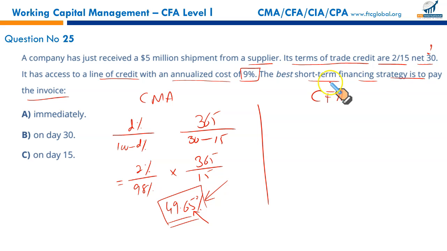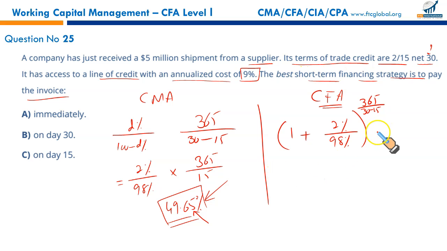Now let us do this for CFA Level 1. For this we have a formula that takes an annualized approach: 1 plus discount percentage upon 100 minus discount percentage, that is 98%, raised to the power 365 upon the difference between the payment and discount period, 30 minus 15, that is of course 15. Whatever the result comes, you need to deduct 1 from it, and this will give you your final cost of not taking the discount. So it's going to be 2 upon 98 plus 1, raised to the power 365 upon 15, and from this you need to deduct 1. It gives you 63.49%.